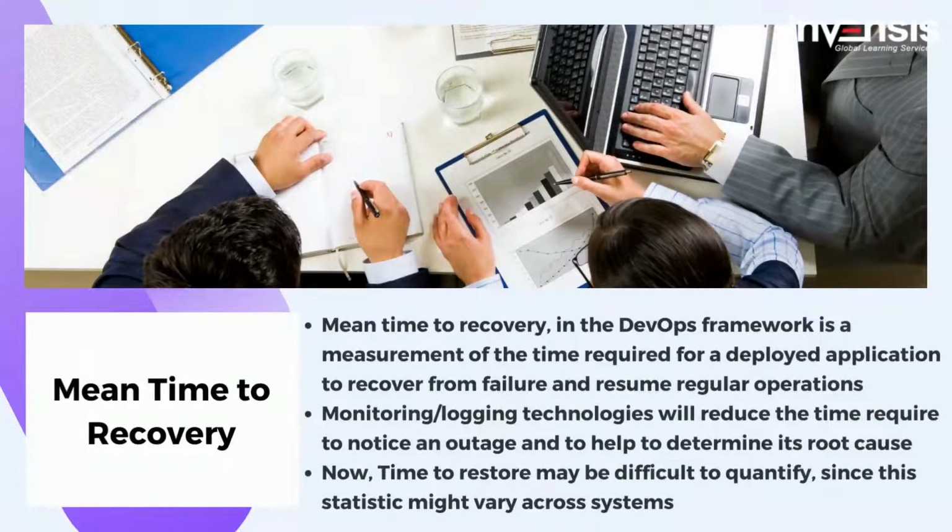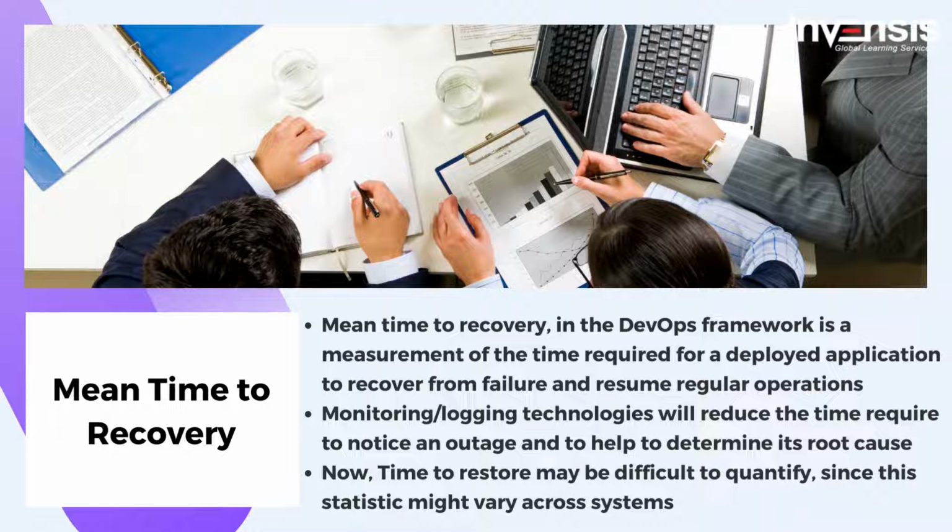Fourth, mean time to recovery. Mean time to recovery, or MTTR, in the DevOps framework is a measurement of the time required for a deployed application to recover from failure and resume regular operations. MTTR does not differentiate between service interruptions caused by code deployment and larger system failures. A monitoring approach for applications is essential for lowering MTTR.